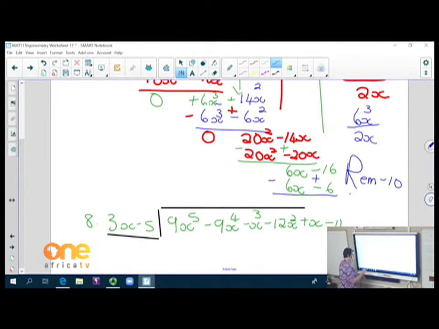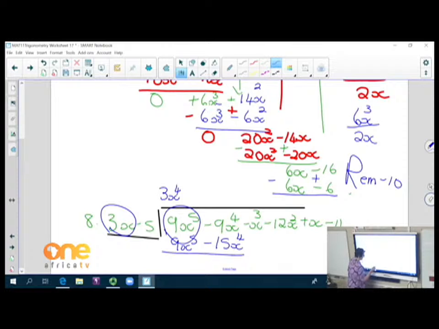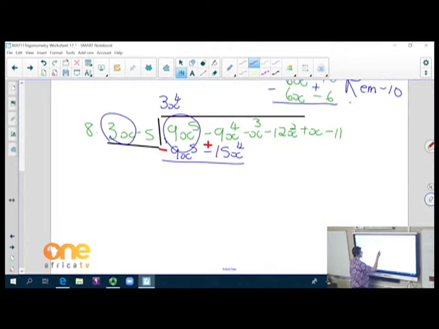So same thing here. Here's a coefficient, but you are still going to divide into that number in the same way. So this is 3x to the power of 4, multiply. Then you have 9x to the power of 5 minus 15x to the power of 4. So now we are subtracting, so we change the second signs here. So negative 9 plus 15 is then 6x to the power of 4. Bring down this one, negative x cubed.